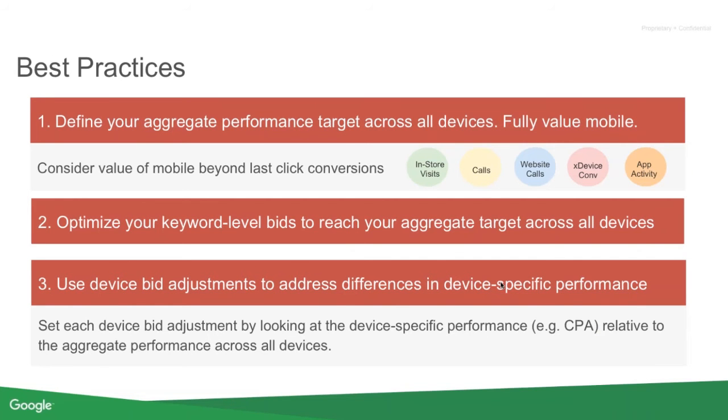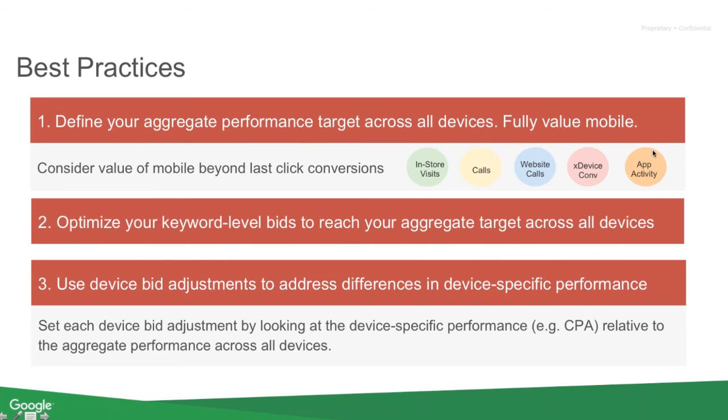Now let's get into best practices. When it comes to DBAs, you first want to define your aggregate performance target across all devices, meaning what is your CPA or your conversion rate across everything in a bundle. But of course, also make sure that you're fully valuing mobile. What do we mean by that? Make sure that you're considering conversions that fall outside of that last click, whether it be in-store visits, calls, website calls, cross-device conversions, or app activity that may not be factored into your AdWords performance for whatever reason.